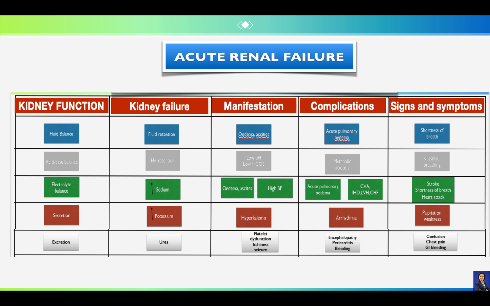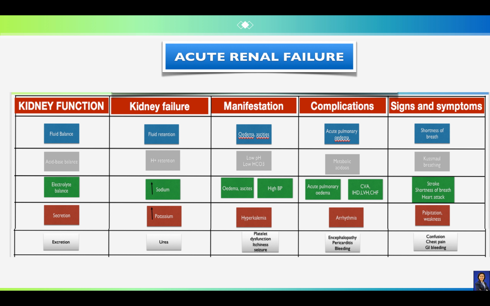As a consequence, the patient will have fluid retention and end up with edema or acute pulmonary edema. H plus will be retained in the body as it cannot be secreted. Metabolic acidosis will be a complication of that H plus retention. Sodium will be accumulated together with the fluid, so edema, pulmonary edema, and heart failure.